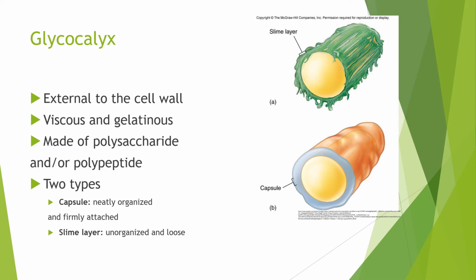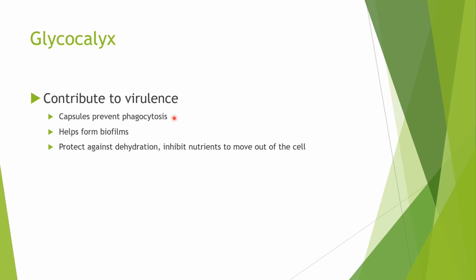So as I said, capsules can prevent phagocytosis. The immune system of the host usually has what we call phagocytic cells, and those phagocytic cells engulf bacteria, they engulf toxins, they can basically engulf anything that looks foreign. So having a capsule can prevent the bacteria from being engulfed by the immune cells of the host.